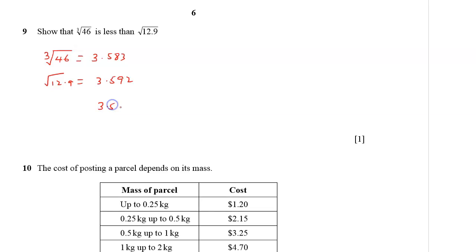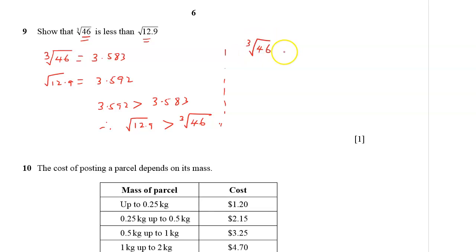You can see that 3.592 is greater than 3.583, and therefore you can say the square root of 12.9 is greater than the cube root of 46, right? So basically, we have shown that the cube root is less than the square root. You can also write it this way, if this perhaps brings confusion: the cube root of 46 is less than the square root of 12.9. Same thing. These two statements are equivalent.